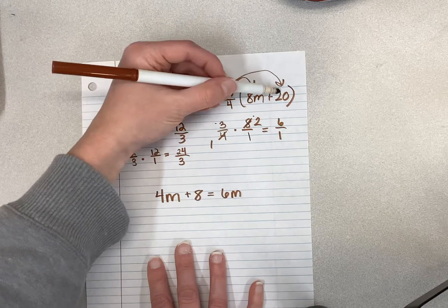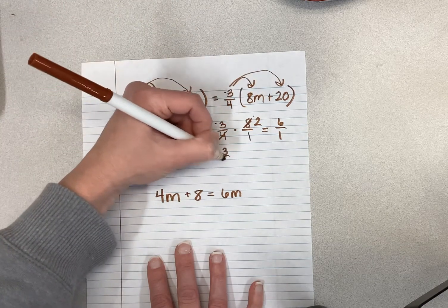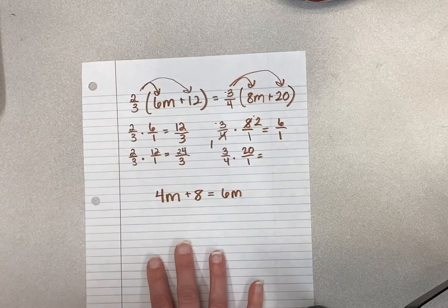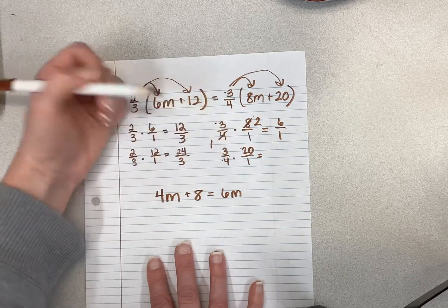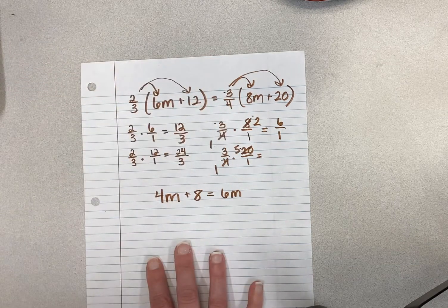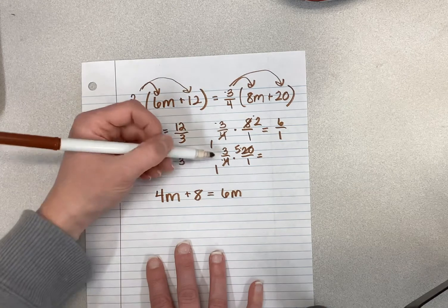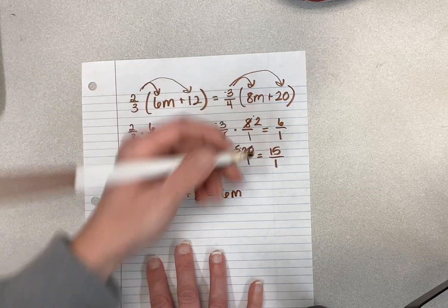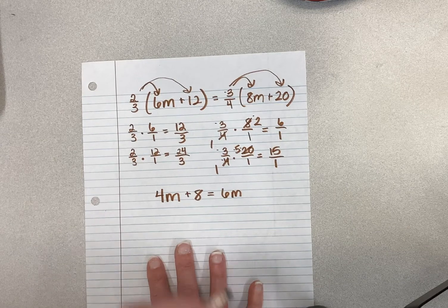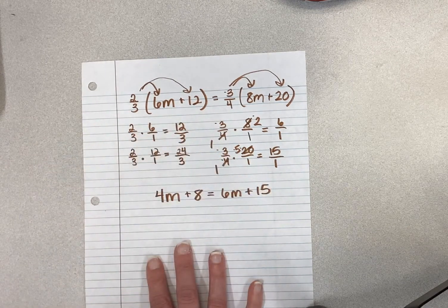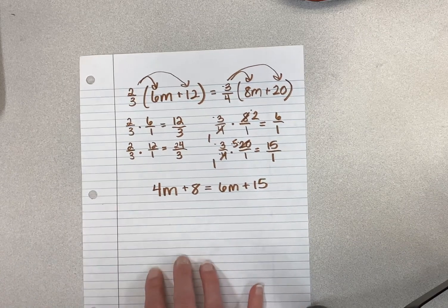And now we need to take 3/4 times 20. I'm going to show cross simplifying again on this side. I notice 20 and 4 can both be divided by 4, giving us 1 and 5. Multiply straight across. 3 times 5 is 15. 1 times 1 is 1. And 15 over 1 simplifies to 15. From there, now I solve this as a multi-step equation.